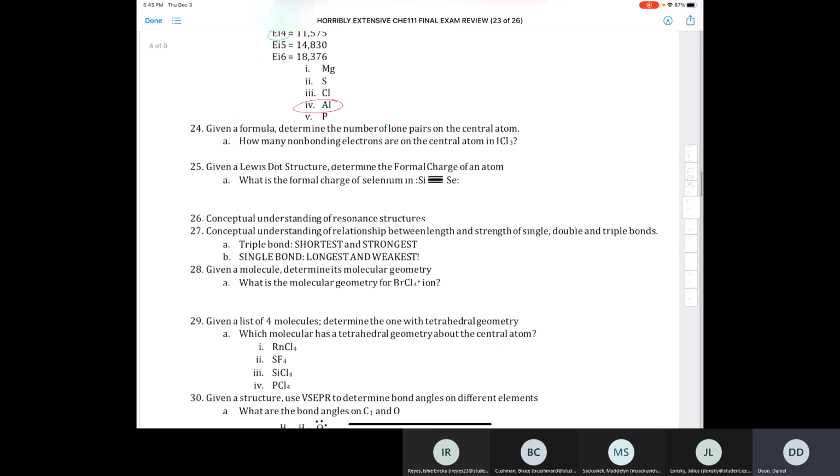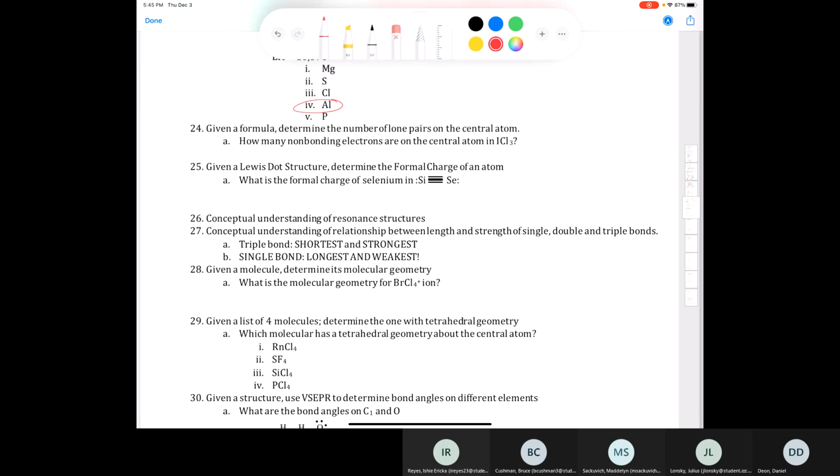Okay, let's move on to number 24. Given a formula, determine the number of lone pairs on the central atom. My favorite topic, molecular geometry and Lewis structures. How many non-bonding electrons are on the central atom of iodine trichloride?